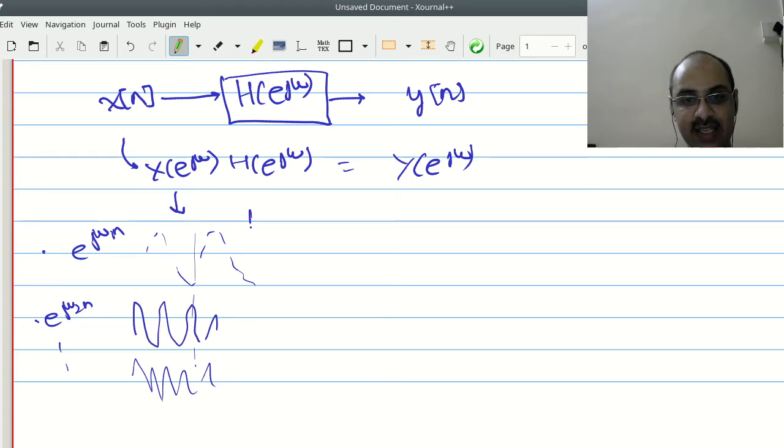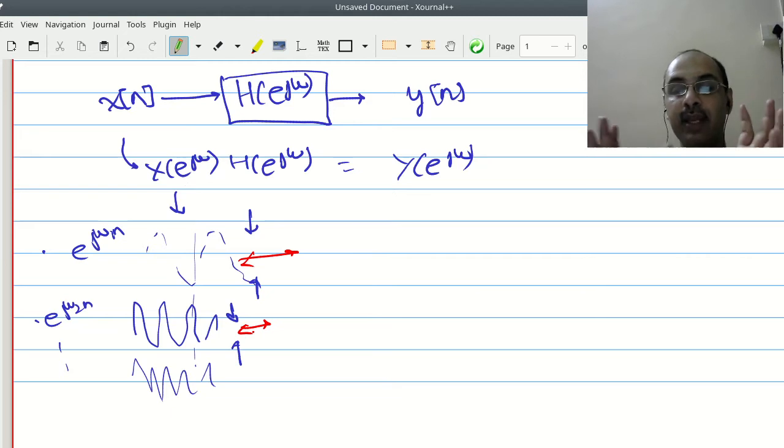Now, what does this H(e^{jω}) do? It scales these by different amounts potentially, and it also shifts these by different amounts. How much does it shift by? It shifts exactly by the angle of H(e^{jω}) for that ω. So when you have multiple sinusoids and you shift them, this can change the nature of the waveform. Here is an example.